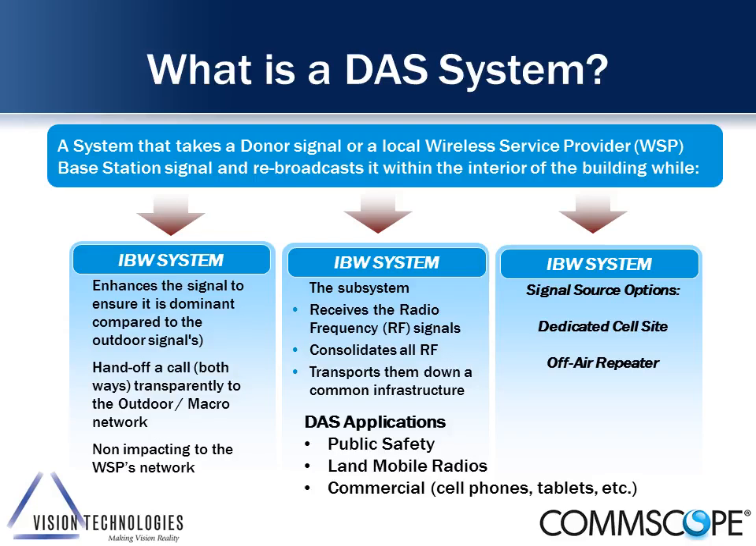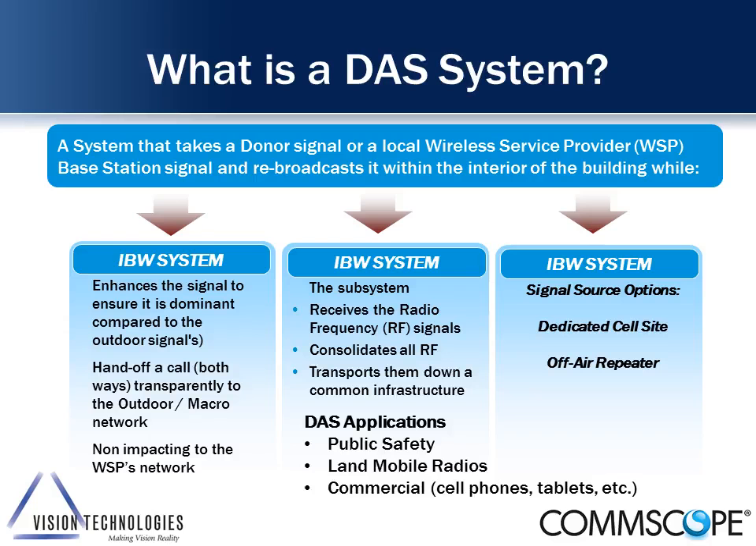So what is a distributed antenna system? It's really pretty simple. You basically are taking a signal from the outside network or from a dedicated RF source, and then rebroadcasting that inside a building. And there are different parts and pieces of that. From an in-building wireless perspective, we take that signal and make sure that it is dominant inside, and that if someone's on a call inside on the distributed antenna system, they can walk out the door and transparently that call will transfer. We also have to make very sure that it doesn't have an impact on the outside network.